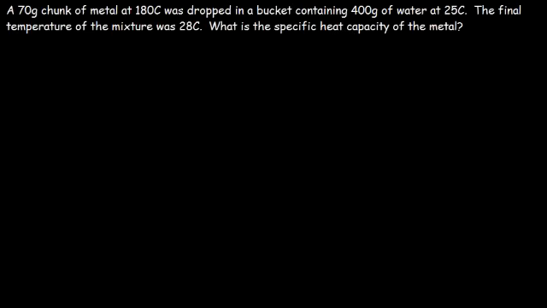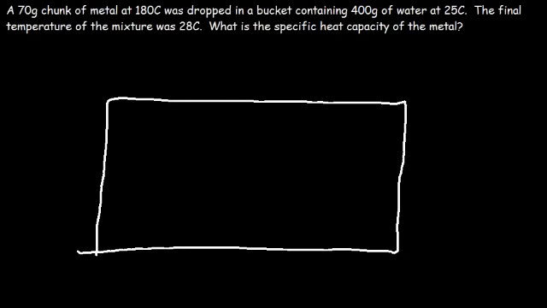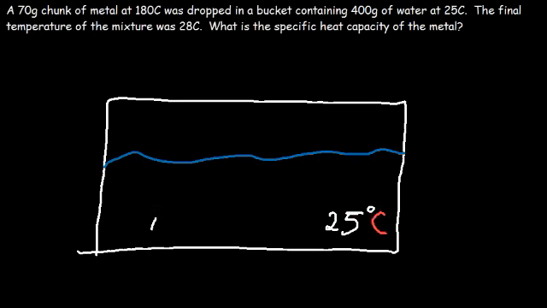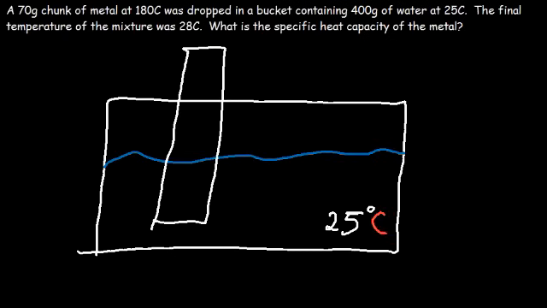A 70-gram chunk of metal at 180 degrees Celsius was dropped in a bucket containing 400 grams of water at 25 degrees Celsius. The final temperature of the mixture was 28 Celsius. What is the specific heat capacity of the metal? Well, let's understand what's going on in this problem. So we have a bucket of water, and the temperature is 25 degrees Celsius. We're going to place a chunk of metal inside this bucket of water.